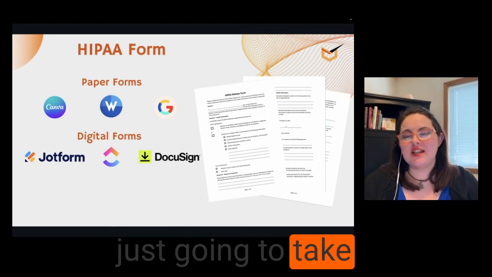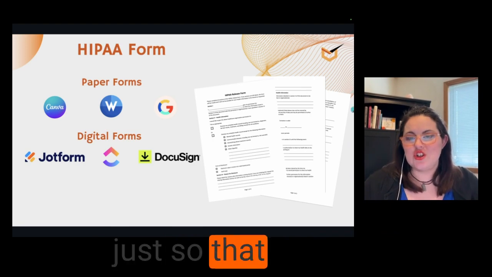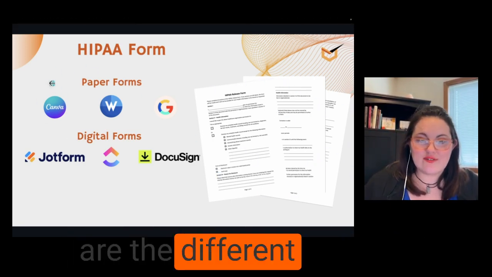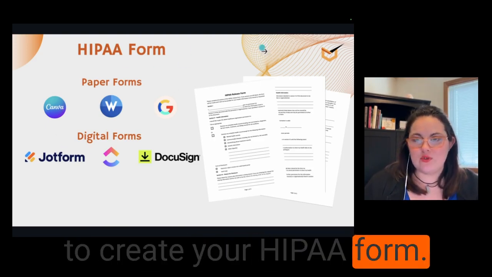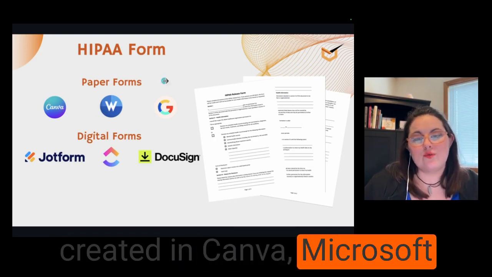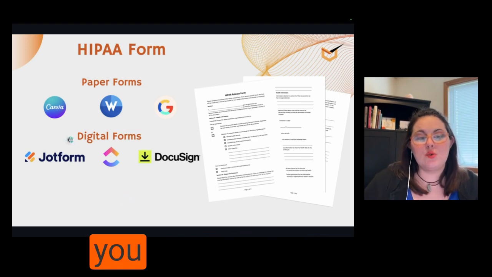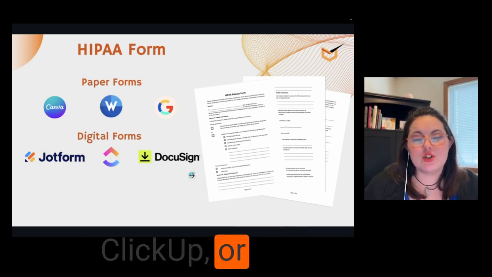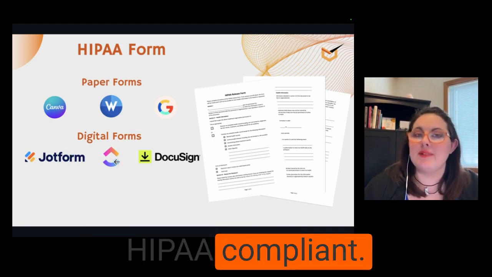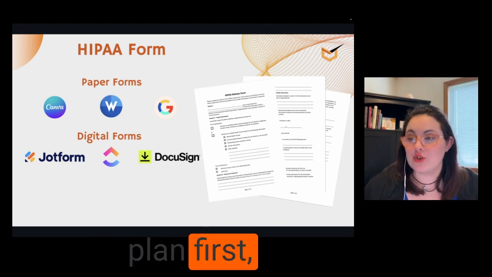All right, and then we're just going to take a look here at an example of a HIPAA form. I just pulled this offline just so that you can see what one might look like. And then, of course, these are the different types of software that you can use to create your HIPAA form. So the one we're looking at here was probably created in Canva, Microsoft Word, or Google Sheets. If you do want to make your form digital, again, you would want to use something like Jotform, ClickUp, or DocuSign. Each one of these at a certain level is indeed HIPAA compliant. You do need to make sure that you are on the HIPAA compliant plan first, though.